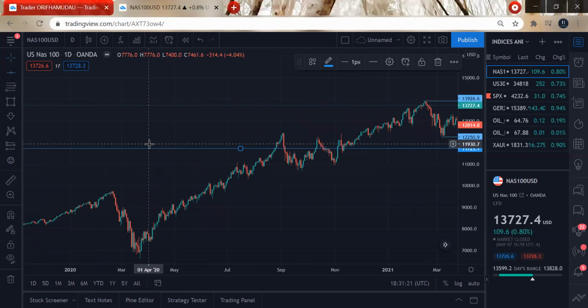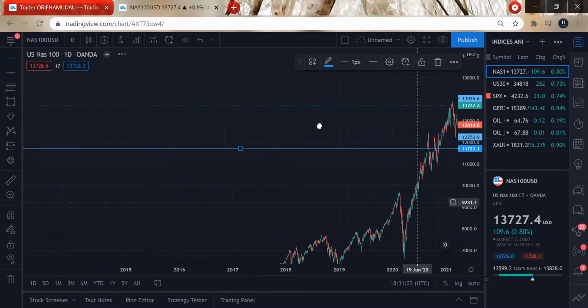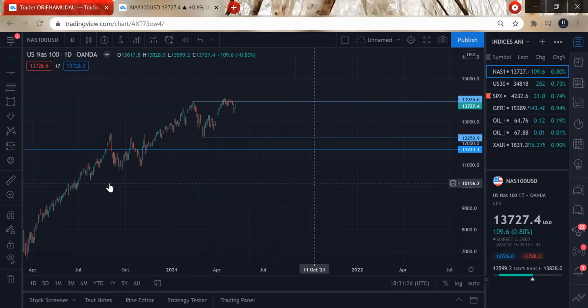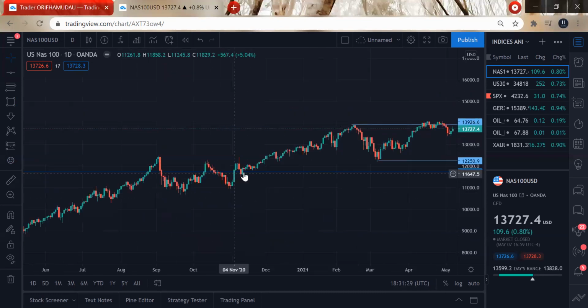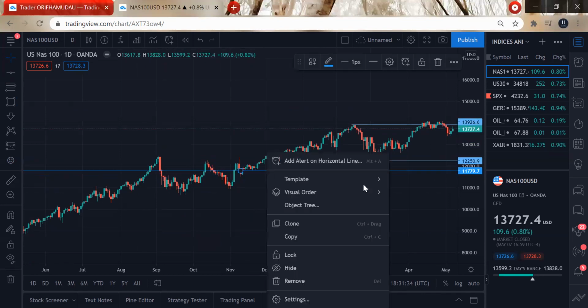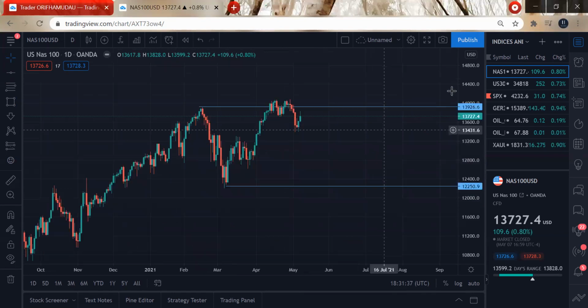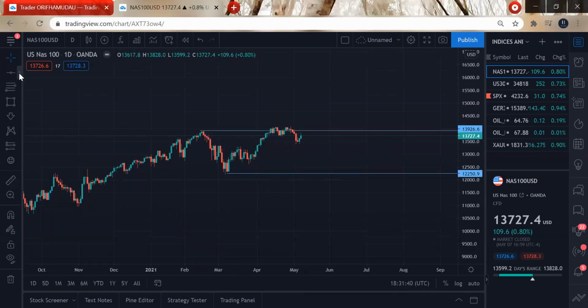Let's say I just put a line here. It will support something, it will resist something. You see? That's just how the market is. So we don't need support and resistance anymore, guys. The market is evolving, so it's time to change.